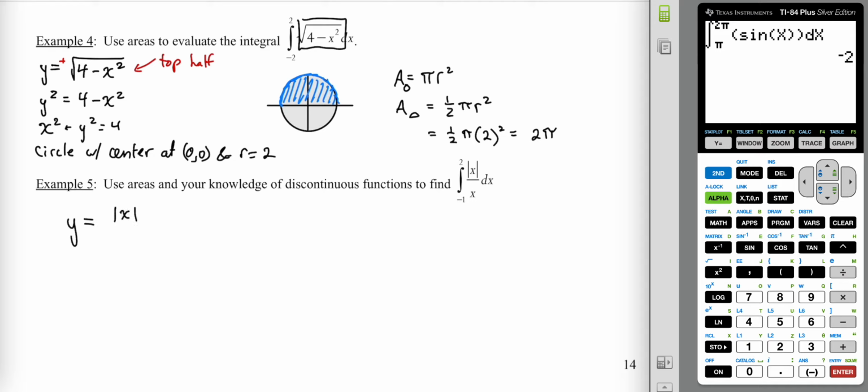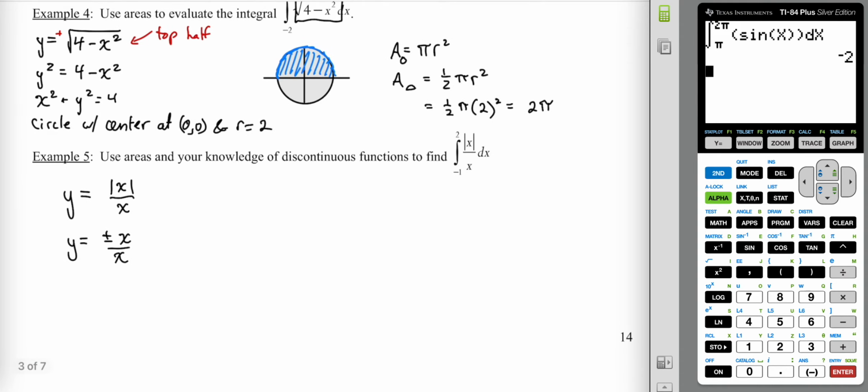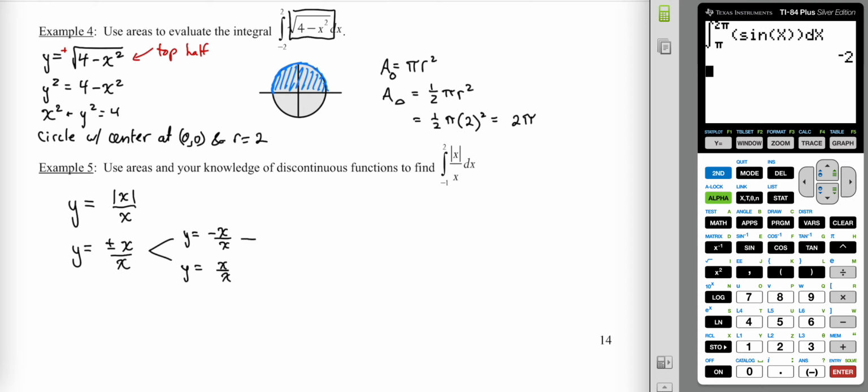Y equals the absolute value of x over x, which is y equals plus or minus x over x. Now we have domain considerations here, but we'll get to that in a sec. All right, this translates into two separate pieces. Y equals negative x over x. Y equals positive x over x. So that furthers to say y equals -1, horizontal line. Y equals +1, same deal, horizontal line.